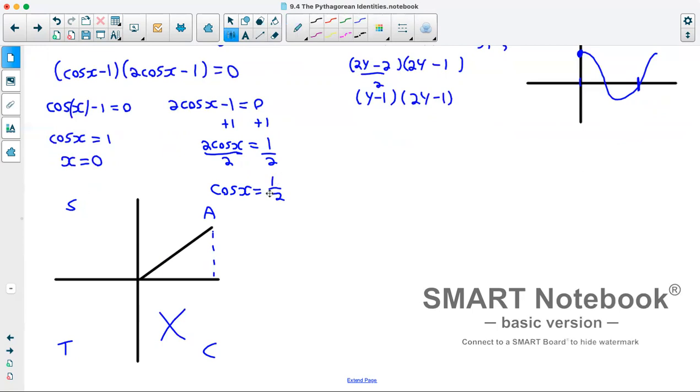Now cos is our adjacent over our hypotenuse. So you should recognize this as one of our special triangles. This side would be √3, which makes this pi over 3 radians. So that gives us x is equal to pi over 3. So we've got two answers. x is equal to 0 as well as pi over 3.